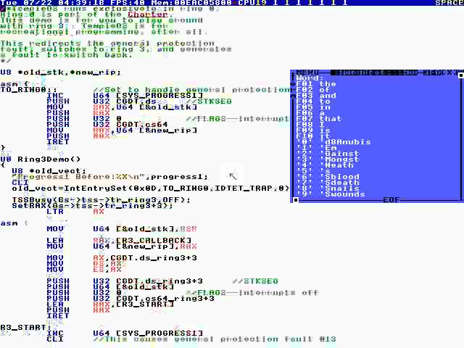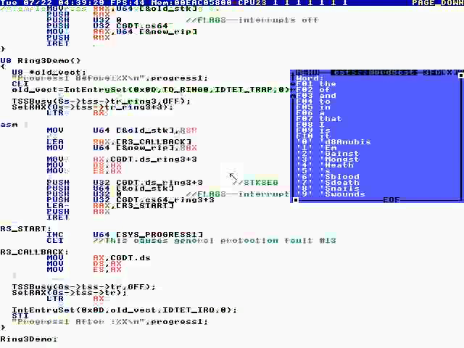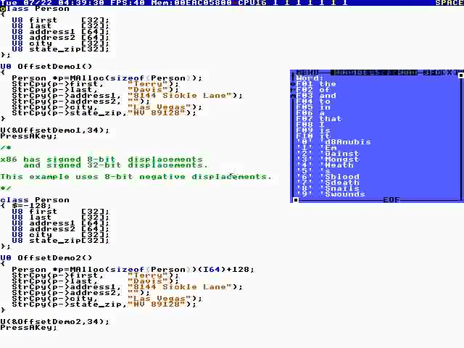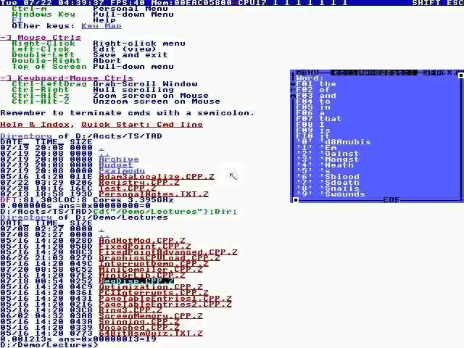So I made a little bit of support for ring 3. Technically it's off limits, but if somebody wants to play with it, I already told you about my negative offset. That's amazing, isn't it? Negative structure offset. The other day I talked about it. Okay.